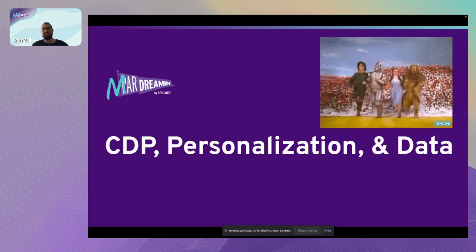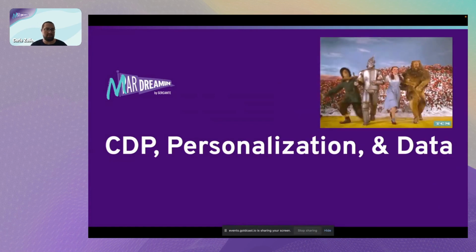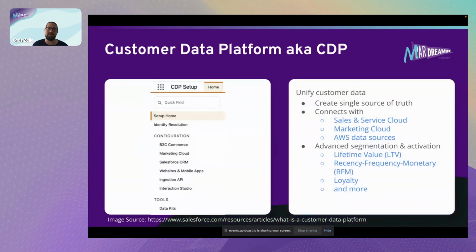So, CDP, personalization, and data. Oh my, there's a lot here to cover and not enough time. So it's going to be relatively brief here, but customer data platform, why does it matter? Well, again, this lives on the core platform. So the admin setup for CDP lives inside the core platform. So that's number one. Whether you support marketing or not, this lives within the core platform. It allows us to improve and create a better profile for our contacts, customers, constituents, whatever the context is of the people that we're communicating with.